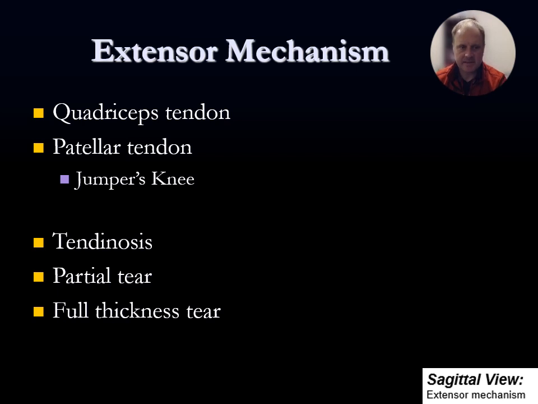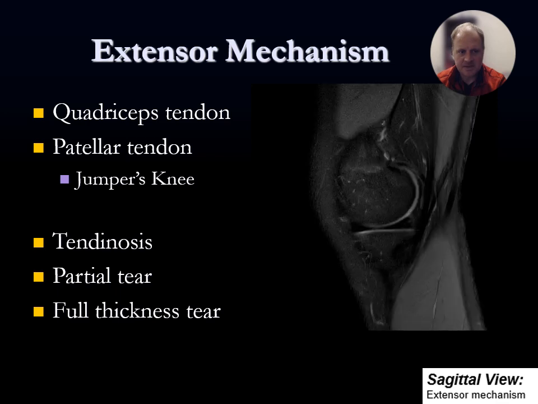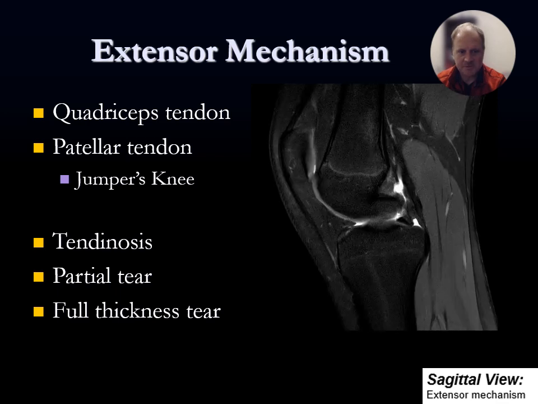Next is the extensor mechanism. I'll be on my sagittal imaging here. Typically, when I'm done looking at my cartilage evaluation, it'll give me a chance to look at my quadriceps and my patellar tendon. I'll show that here. Patellar tendon is what's called jumper's knee if you have a proximal patellar tendinosis.